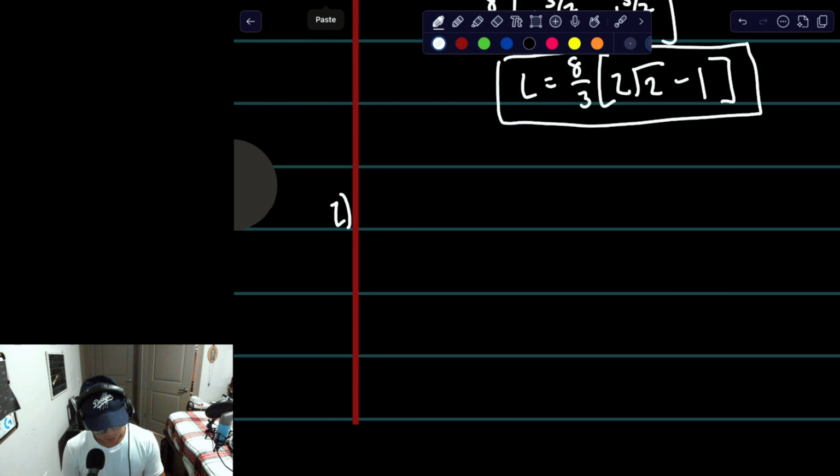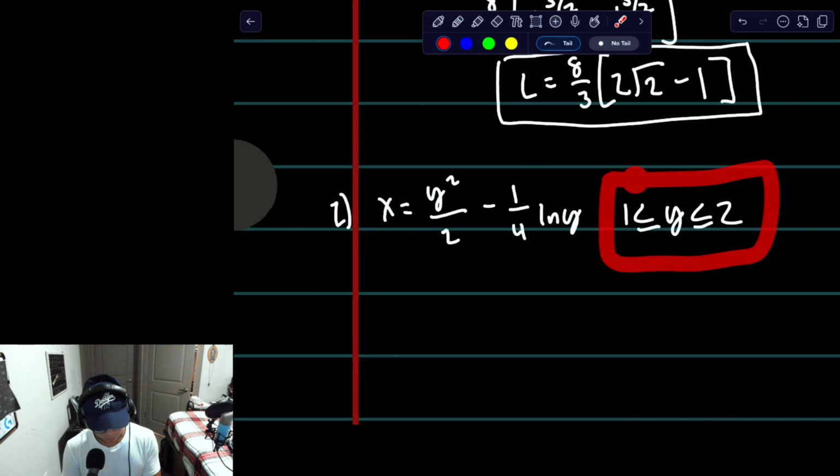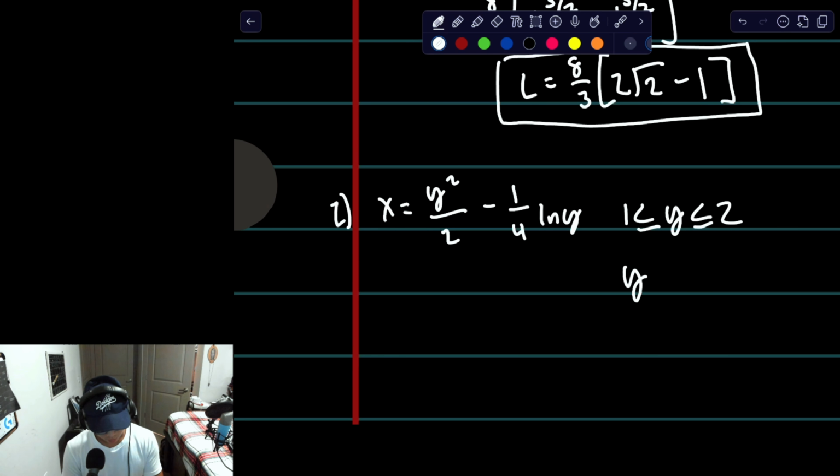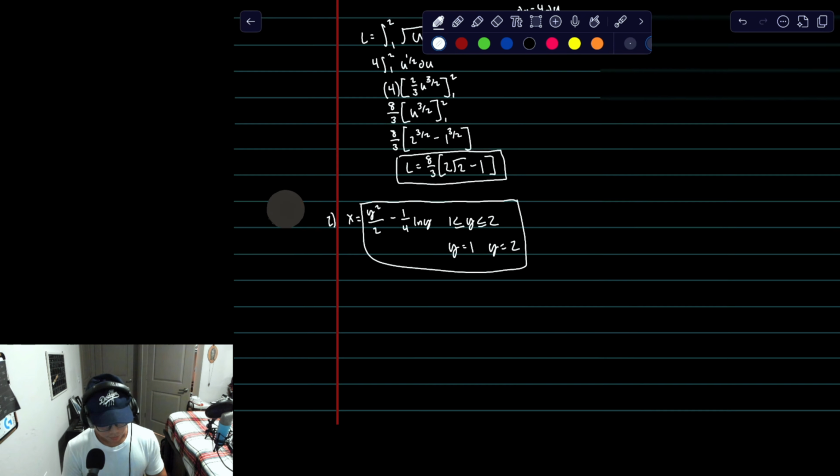I would now like you to do this second one on your own. Now, if you're intimidated by this inequality, don't. This is the equivalent of just saying our bounds are y equals 1 and y equals 2. And notice that all of our terms are in y, so we are going to be using this formula.